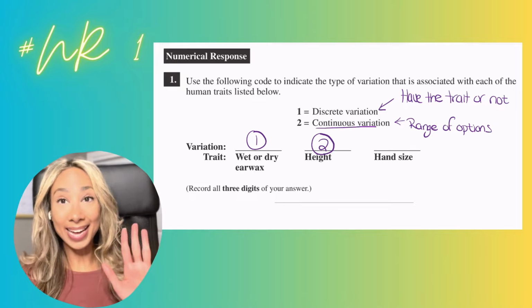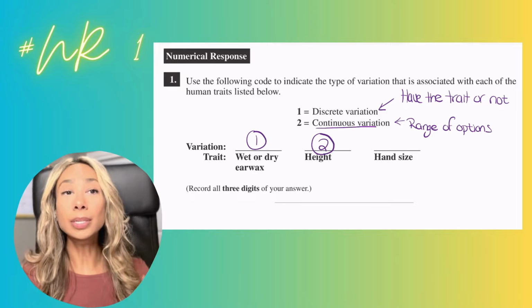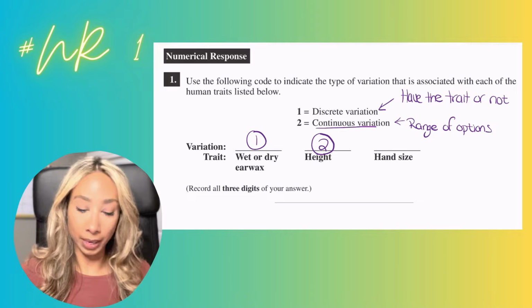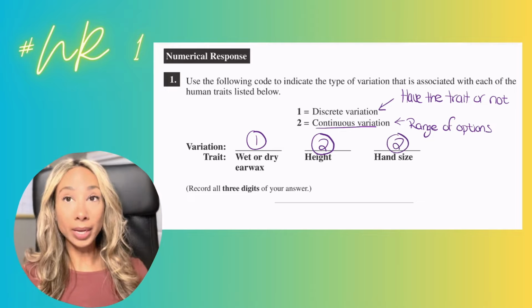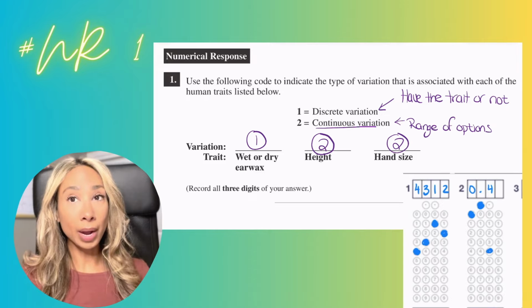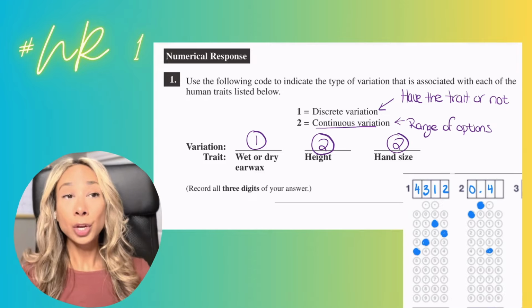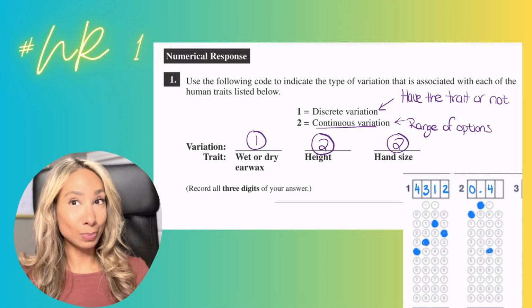The other one is hand size. Same deal, lots of options with how wide our hand can be. So this is going to also be continuous variation. So our answer for this is 1, 2, 2. And then just as a reminder, you're going to need to put that on your bubble sheet. You're going to write the number at the top and then fill in those bubbles below.